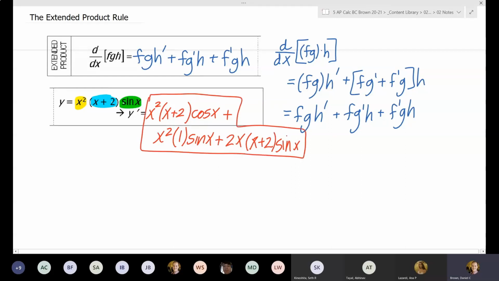Any questions on that? Does anyone see a way you could have done that example and avoided using the extended product rule?